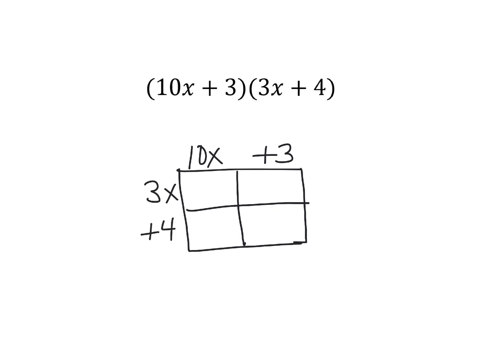It really does not matter which one goes on top and which one goes to the side. It doesn't at all. All right, now 3 times 10 is 30, and then x times x is x squared. And then right beside that, I have a 3x times 3. So 3 times 3 is 9, and then with the x. Down below, 10 times 4 is 40, and then the x. And then finally, 4 times 3 is 12.